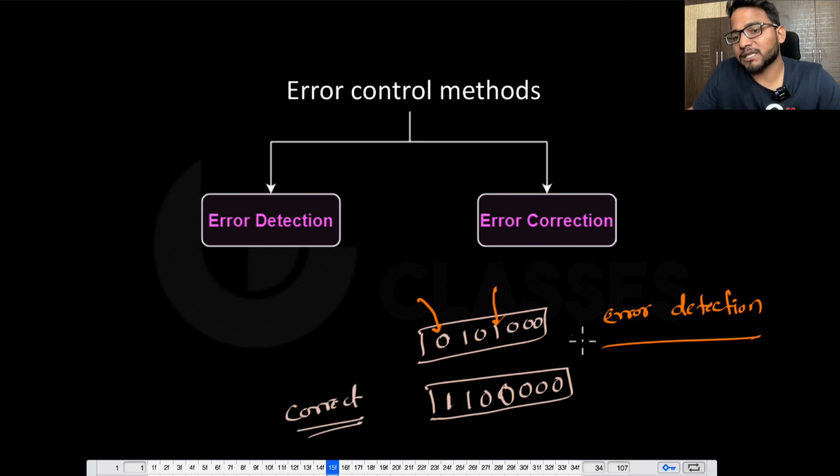And if you can just detect, then it is called error detection. Basically, if you can correct it, you can say that okay, this is the correct code word for the wrong code word that you have just received. The corresponding correct code word, if you can just tell, then it is called error correction. Okay, so we will see it in more detail.